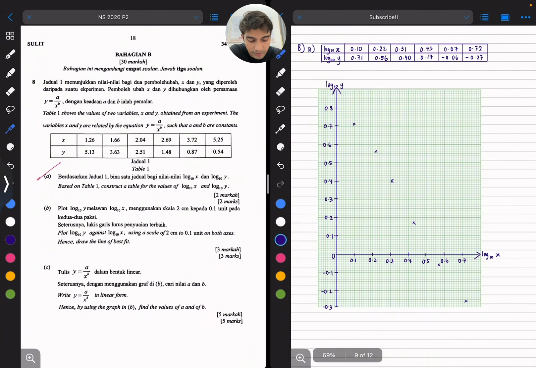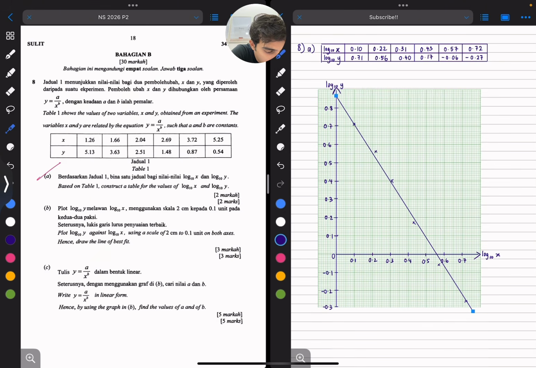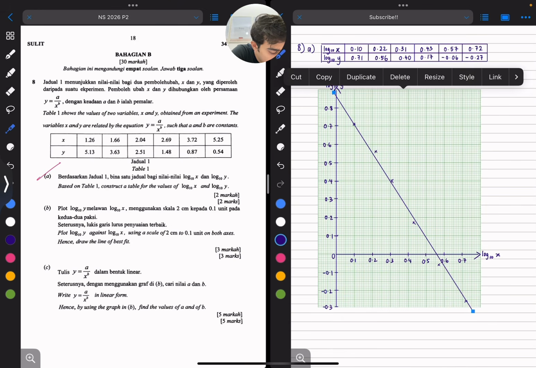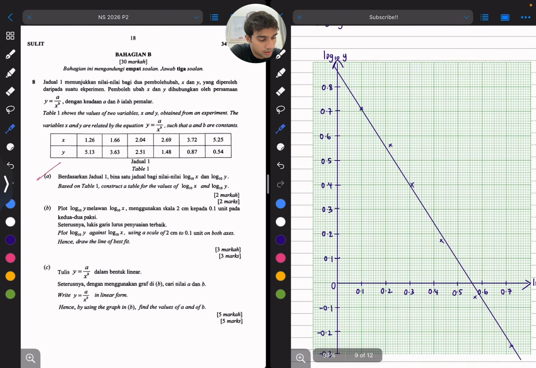We need to draw a best fit line. So we already plotted. Now drawing the best fit line. What you do is you try to use your ruler and try to balance out the line. Here, this looks balanced. So here we have 2 points that are on the line, 2 points above the line, and 2 points below the line. So this is considered a best fit line, and it's very close to the points. So this would be a best fit line, and we're done.